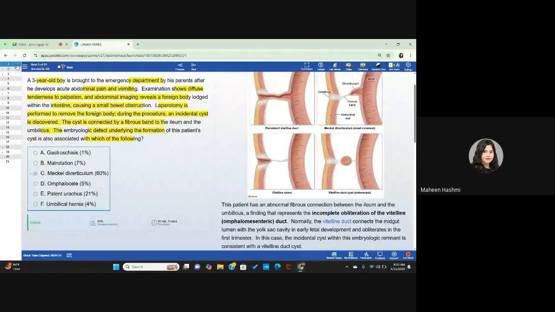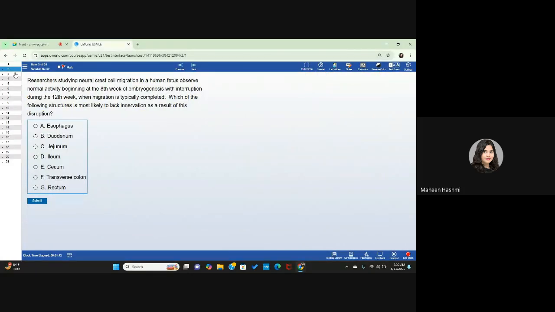All right, then we go to the next question. Researchers studying neural crest migration in a human fetus observed normal activity beginning at the 8th week of embryogenesis with interruption during the 12th week, when migration is typically completed. Which of the following structures is most likely to lack innervation as a result of the disruption?